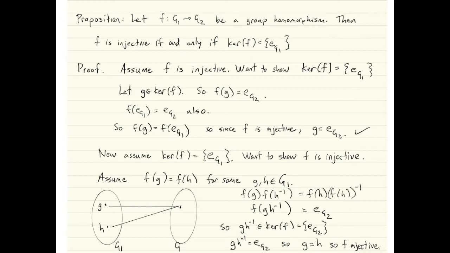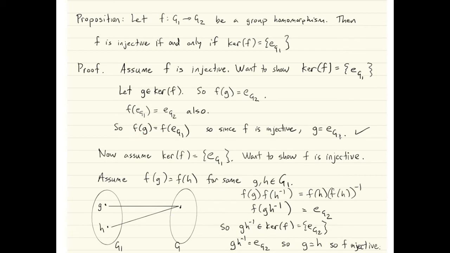so let's split up the proof into two directions. The first is we assume f is injective, and then we want to show that the kernel of f is just the identity element. Okay, so let g be an element of the kernel of f. By definition, that means f of g is the identity element. Now, we also know that f sends the identity element of G1 to the identity element of G2. And so now we have both g and the identity element of G1. They both get sent by f to the identity element of G2.